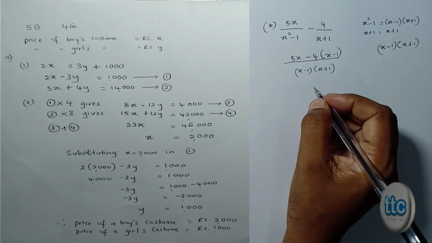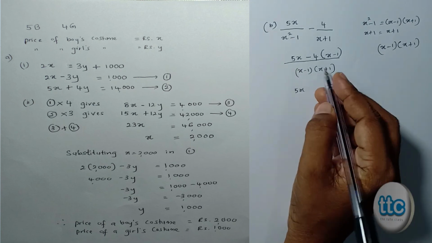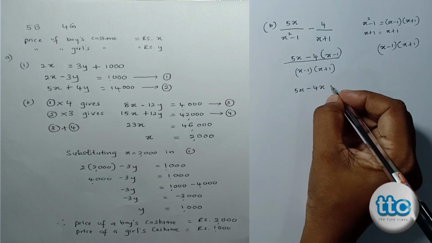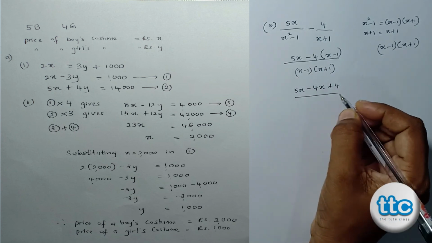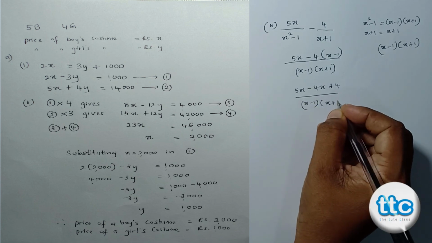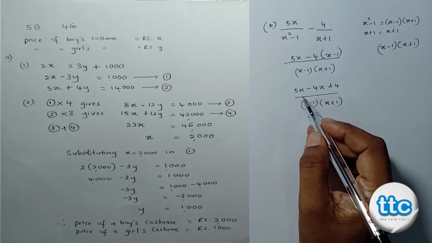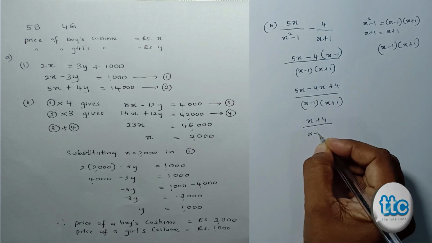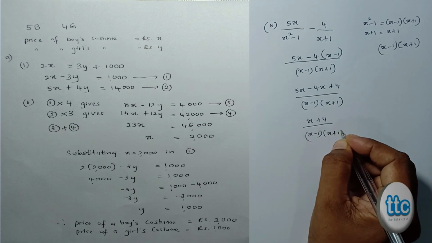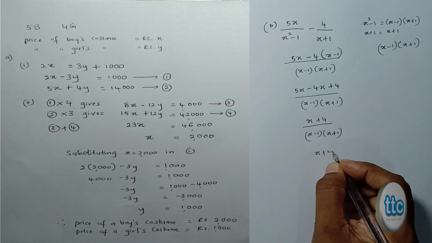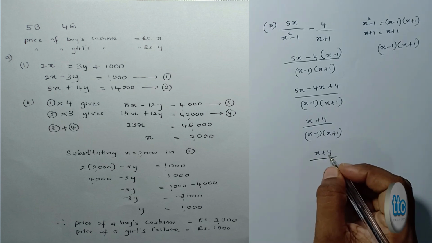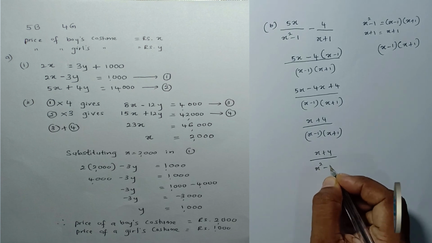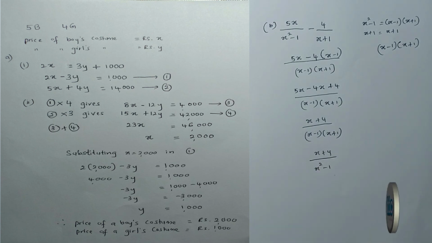Okay, now we will simplify more. 5x minus 4 into x is minus 4x. Minus 4 into minus 1 equals plus 4. Divide by x minus 1, x plus 1. Then you can collect the same terms. 5x minus 4x is x, plus 4, over x minus 1, x plus 1. If you want, you can rewrite the answer like this: x minus 1, x plus 1 is x squared minus 1. This is the answer for part B.